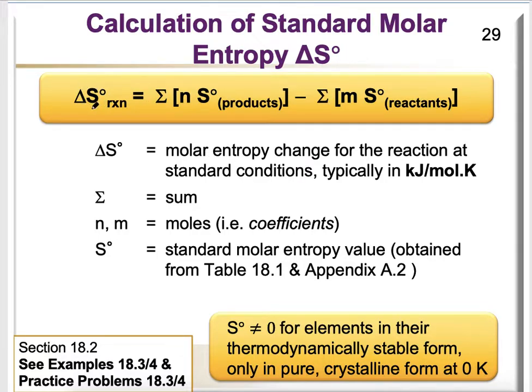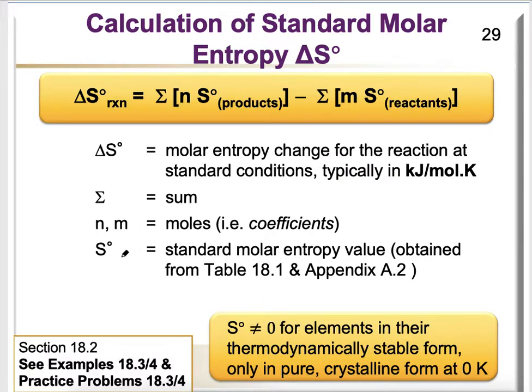It basically says that the entropy change at standard conditions for the reaction that we're looking at is going to be equal to the sum of the product of the coefficient for each of the products times the entropy at standard conditions for each of the products. All of the products get added, and then that's going to be subtracted by the sum of the products of the coefficient of each reactant times the entropy at standard conditions for each of the reactants.